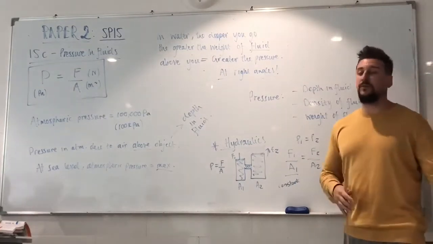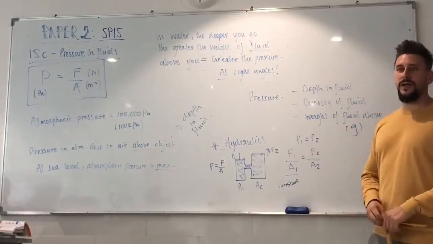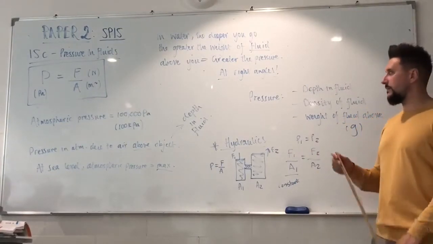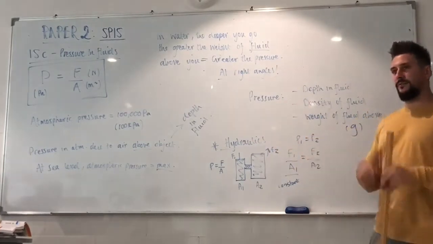So for example, if you're on a different planet with a lower g, pressure would be lower, and if you're on a planet with a greater g, the pressure would be greater. Okay? That's 15C in general, but there is another section.